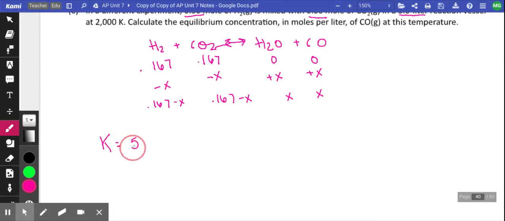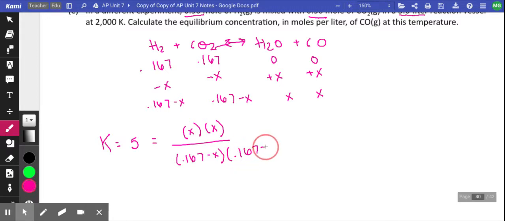I know that my K is equal to 5, and this is going to be equal to X times X over 0.167 minus X times 0.167 minus X. Now I could solve this using the quadratic formula, but I actually see something a little bit easier here. Both the numerator and the denominator in this fraction are squared.